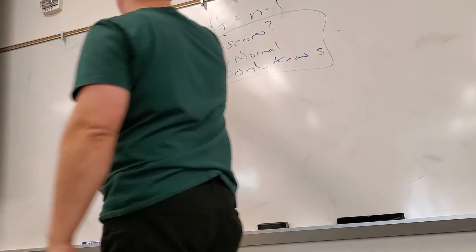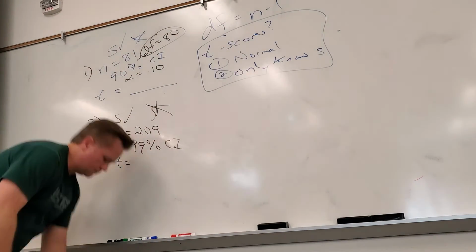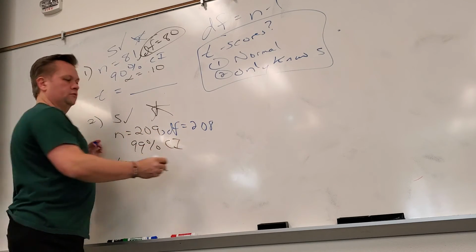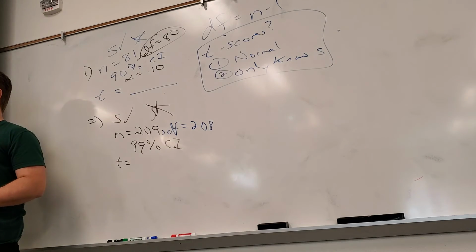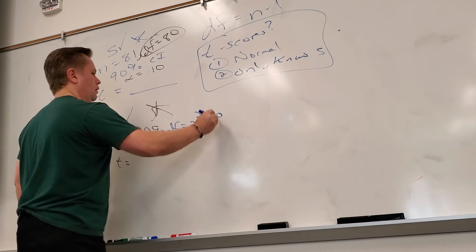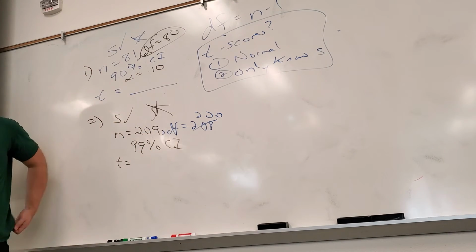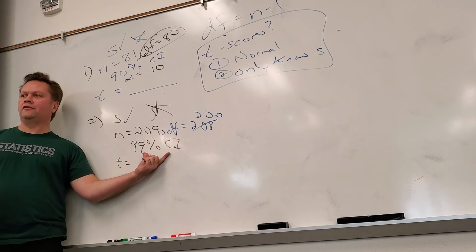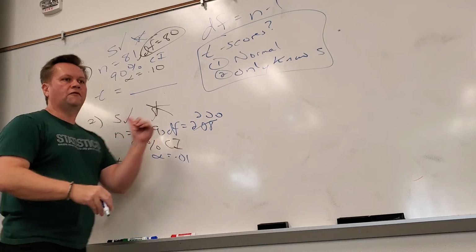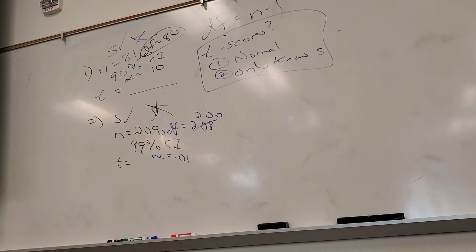All right, so what do we got here? What's the degrees of freedom? Technically, the degrees of freedom is 208. Do you have a 208? No. So what do you use? 200. And what's alpha? 0.01. Confidence interval, so it's two tails. 0.01. Stop at 200. So I'd use 2.601.